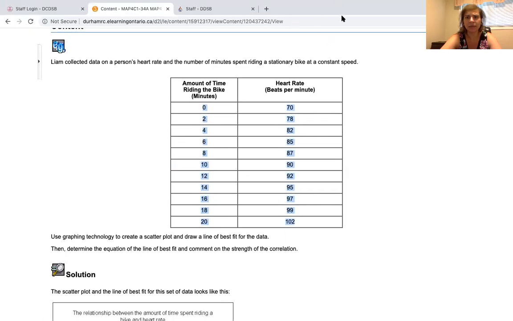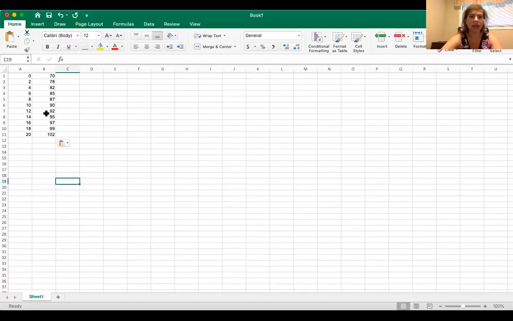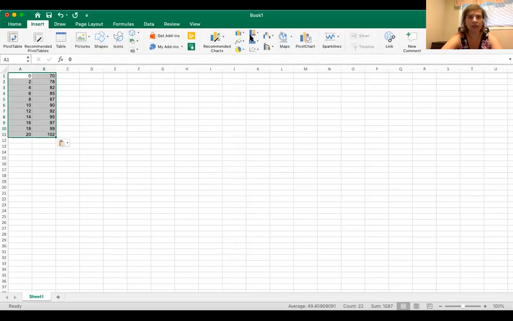So I copied them to Excel, and now we are going to graph. I'm going to show you how to graph a scatter plot. You're going to highlight the points, then go to Insert, then go to the scatter plot, and make sure you pick the scatter plot, please.